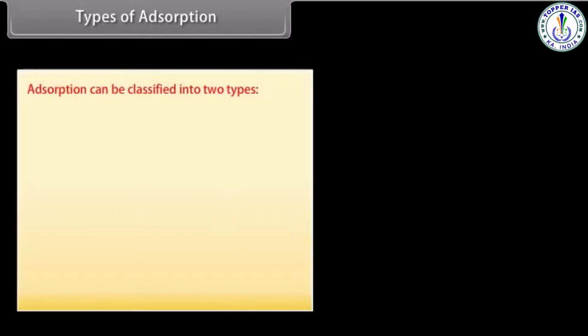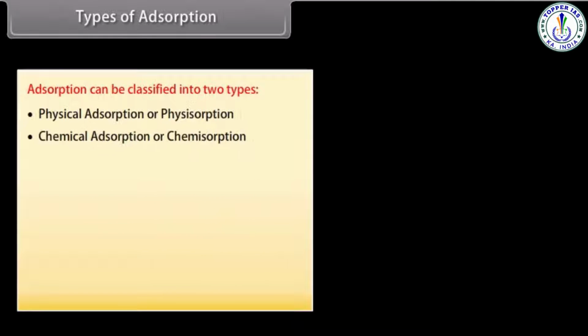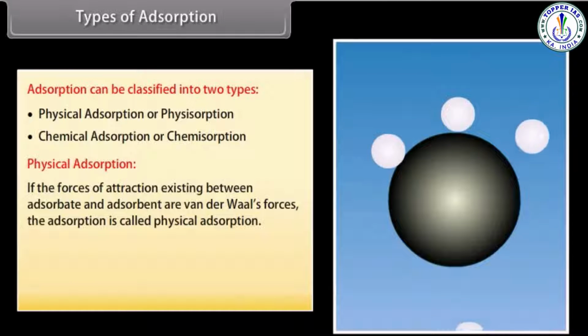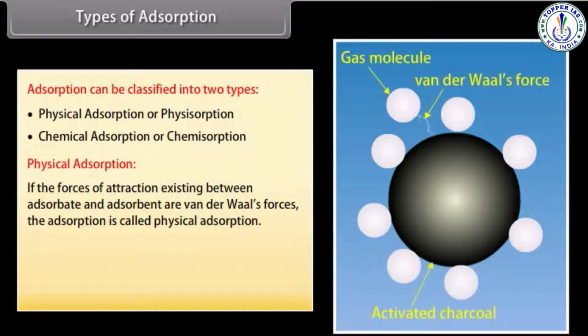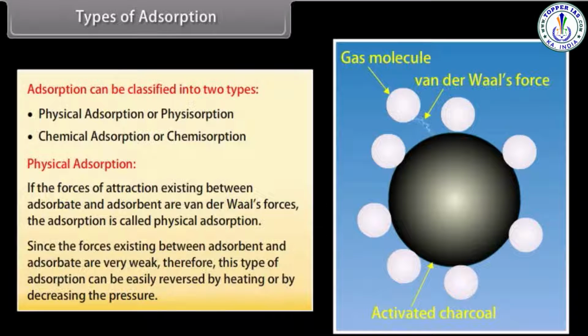Types of adsorption. Depending upon the nature of forces existing between adsorbate molecules and adsorbent, the adsorption can be classified into 2 types: physical adsorption and chemical adsorption. Physical adsorption. If the forces of attraction existing between adsorbate and adsorbent are van der Waals forces, the adsorption is called physical adsorption. Since these forces are very weak, this type of adsorption can be easily reversed by heating or by decreasing the pressure.